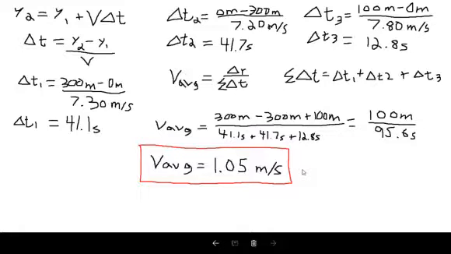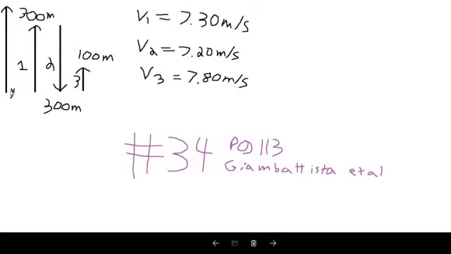Now, it said the average velocity, therefore we've got to find the displacement. So the displacement is 100 meters from the origin. 100 meters from the origin right here.